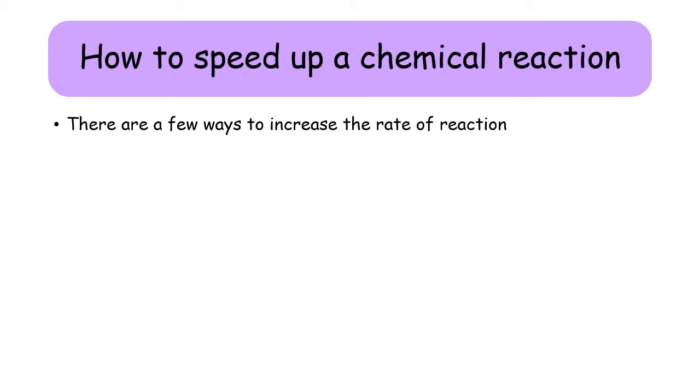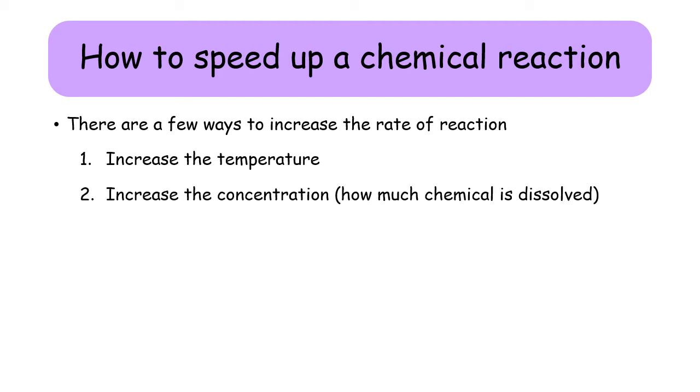Now there are a few ways in which we can increase the rate of reaction, things that we can change about our reactants that would allow a reaction to happen faster. So the first one is increasing the temperature. We know that if you want to cook something faster, you increase the temperature. And cooking is a chemical reaction. If we make the temperature hotter, a reaction will always get faster.